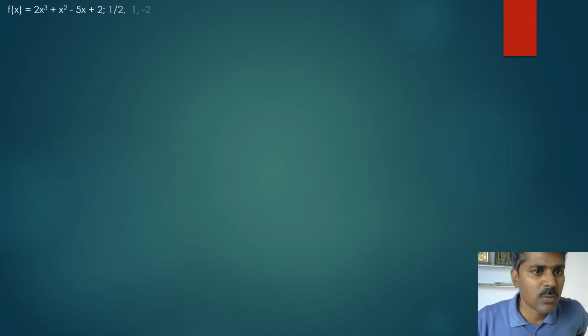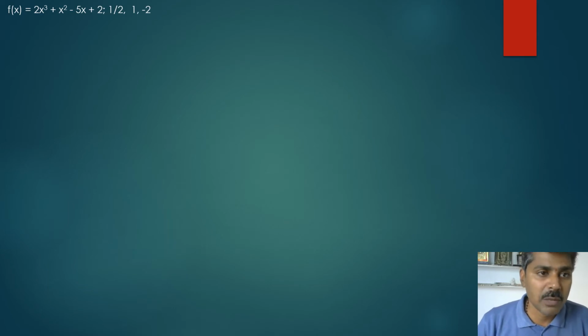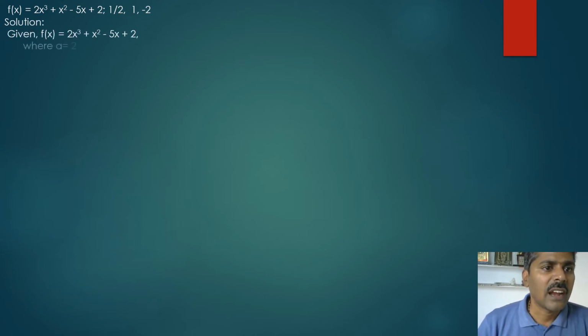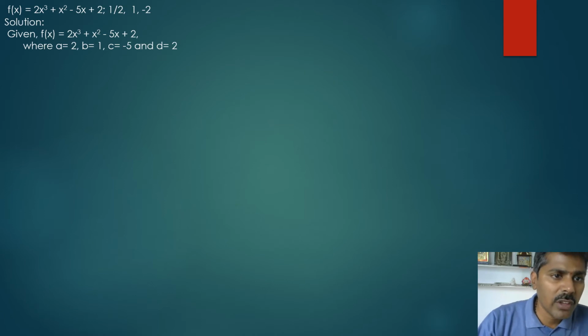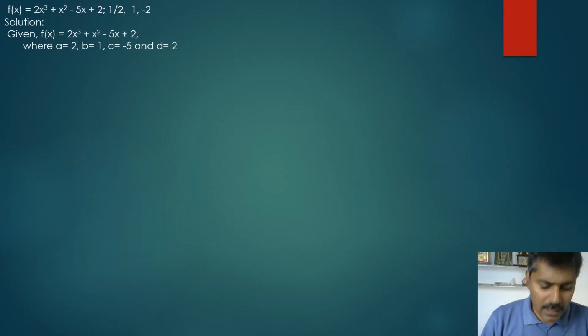2x cube plus x square minus 5x plus 2. Zeros are 1 by 2, 1, minus 2. We have to verify whether they are zeros of that polynomial or not, and we have to find the relationship between the coefficients and the zeros. We'll see that. For the first solution, we go with f of x equal to the given expression, where a equal to 2, b equal to 1, c equal to minus 5 and d equal to 2. I have taken the four coefficients here: a is the x cube coefficient, b is the x square coefficient, c is the x coefficient, and d is the constant.